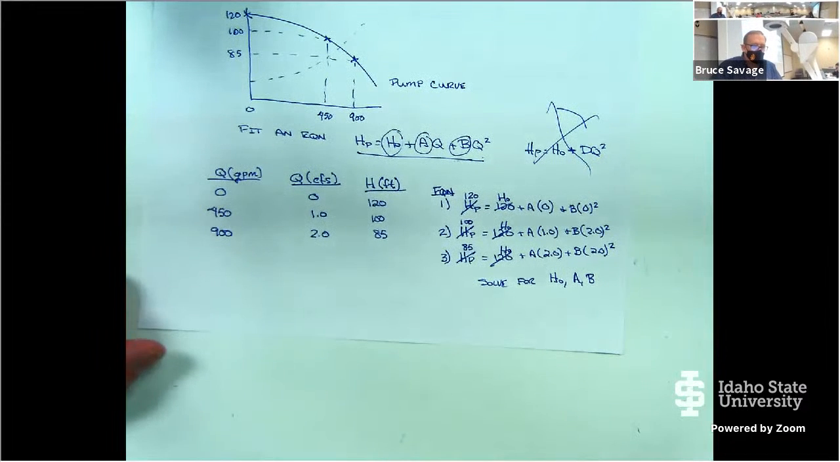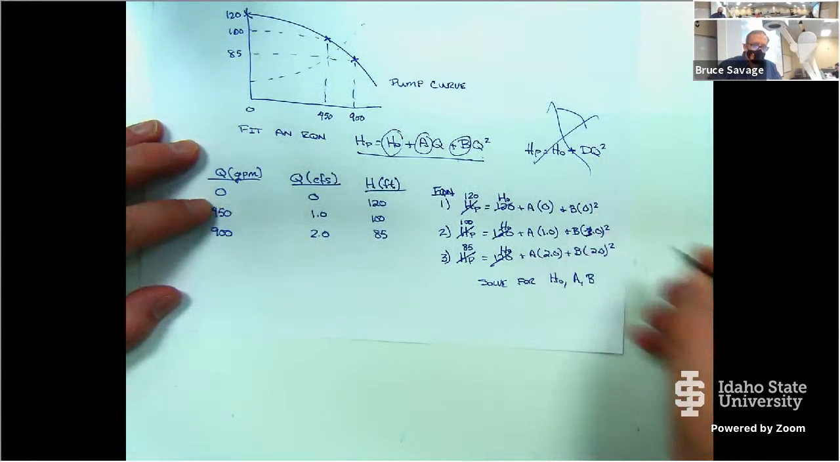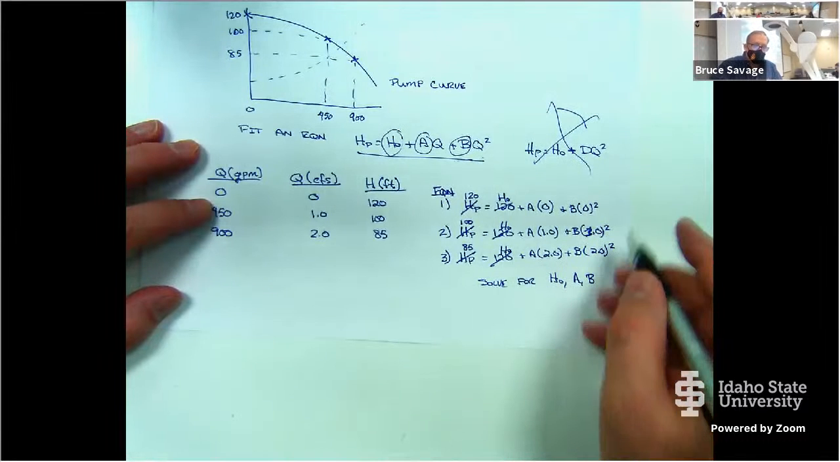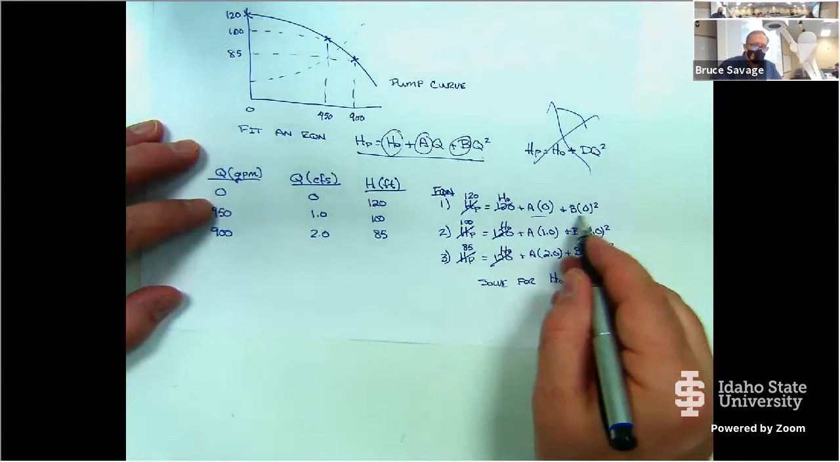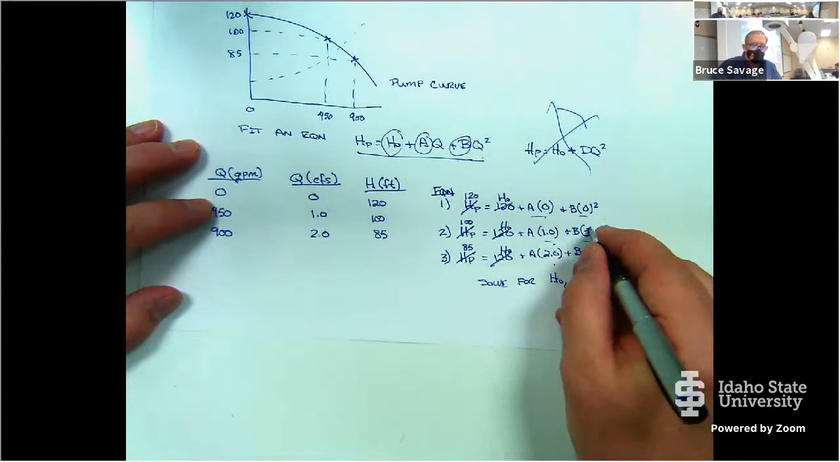You also put on the second equation, you put B times 1 squared. Thank you. Yeah, that should be 1 squared. So I stick all my flows in each one of these. The first flow is 0, the second flow is 1, third flow is 2.